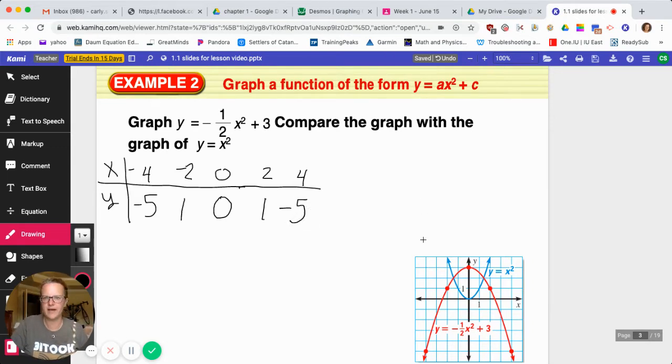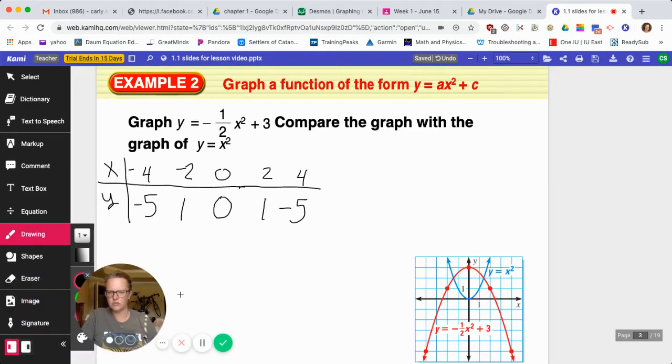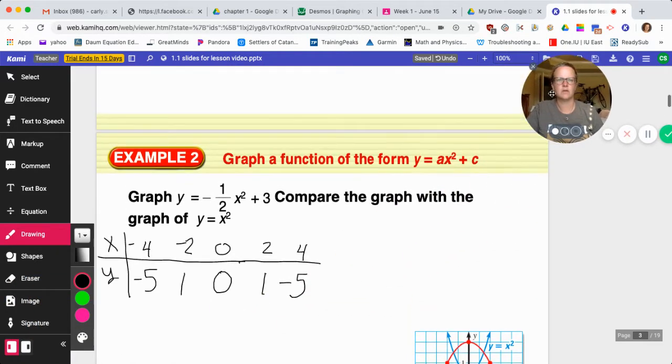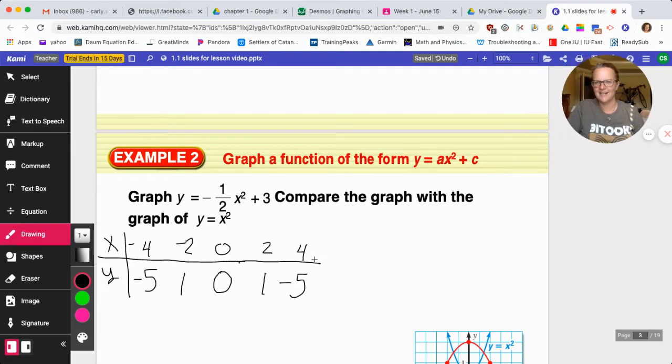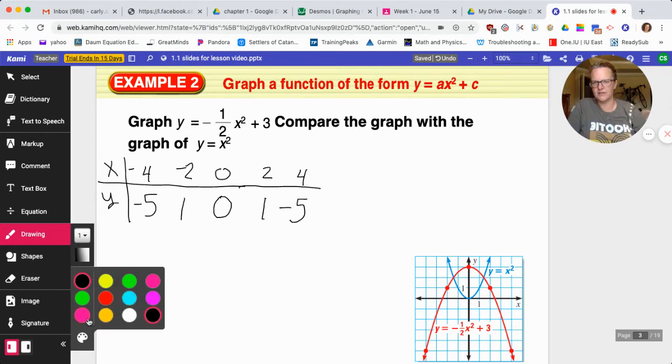All right, and if I graph that, what we see here is, let's see, get a different color. I'm going to have to move my face. That's fun. I just need a different color.